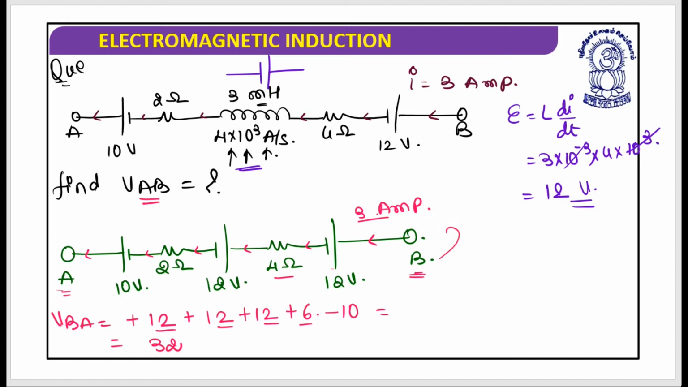But this is VBA. What have I been asked? I have been asked VAB. This VAB could be written as minus 32 volt. You get this? I hope this is clear.